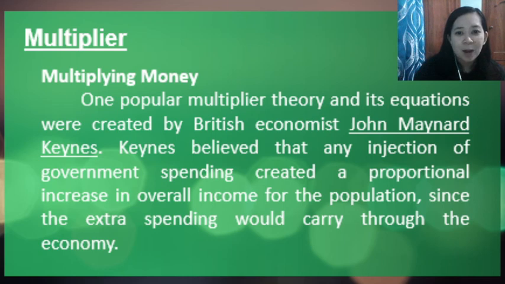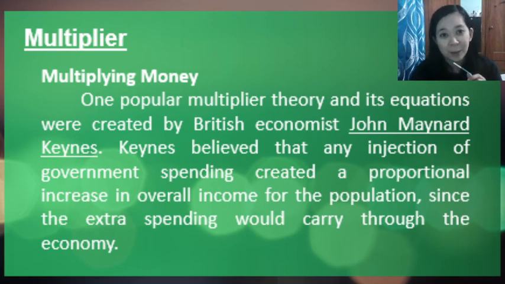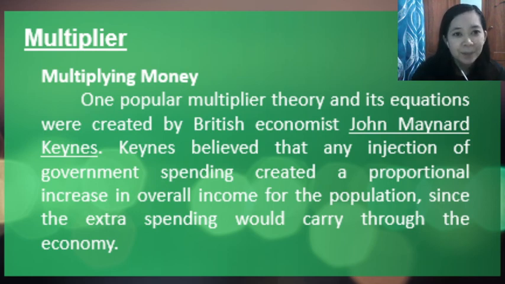Another is the money multiplier. This is one of the popular multiplier theories, and its equations were created by the British economist John Maynard Keynes. He believed that any injection of government spending created a proportional increase in overall income for the population, since the extra spending would carry through the economy. According to his theory, government spending will have the effect of distributing the income throughout the economy.